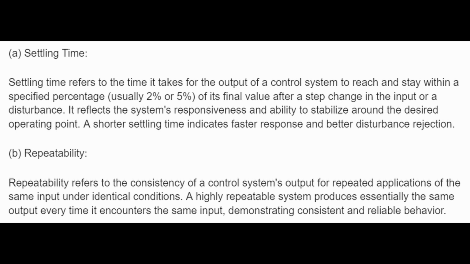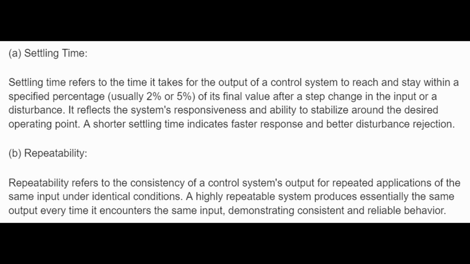Settling time refers to the time it takes for the output of a control system to reach and stay within a specified percentage, usually 2% or 5%, of its final value after a step change in the input or a disturbance. It reflects the system's responsiveness and ability to stabilize around the desired operating point. A shorter settling time indicates faster response and better disturbance rejection.